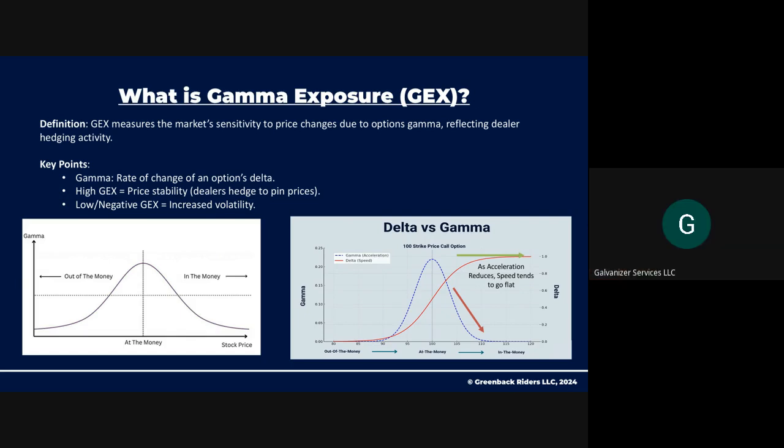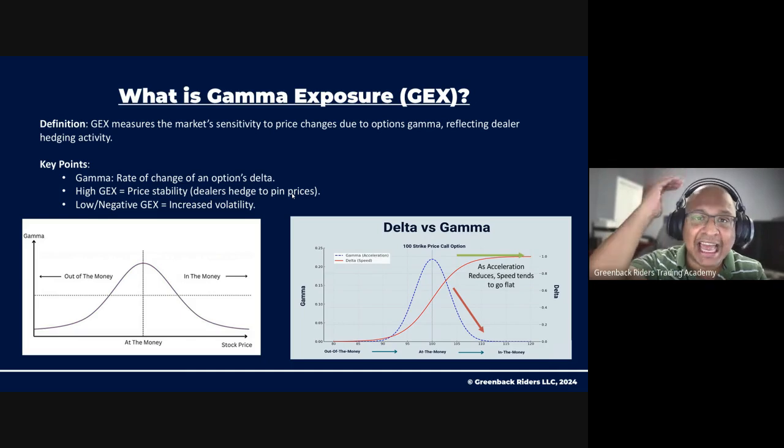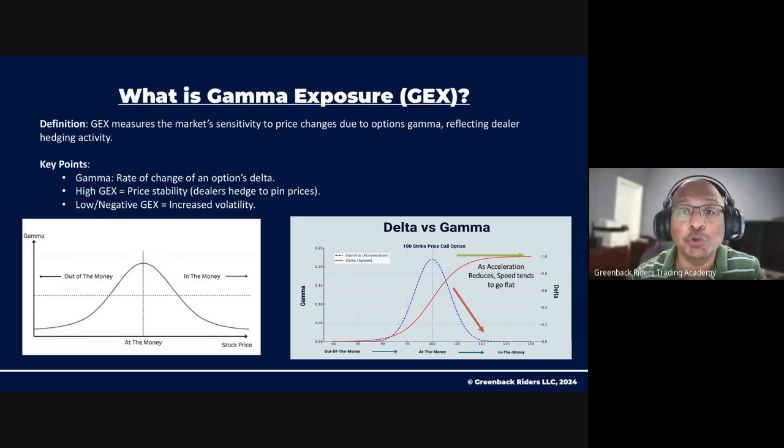Okay, so when you are in a high GEX environment or a positive GEX environment, you get price stability. So dealers hedge to pin prices. They will try to sell at 6,300. But now, say the market pressure is huge and the price shoots through 6,300. What happens at that point of time? The dealers, in order to hedge, the market makers, in order to hedge, will also start buying with you. So the market is buying, the market maker is buying.